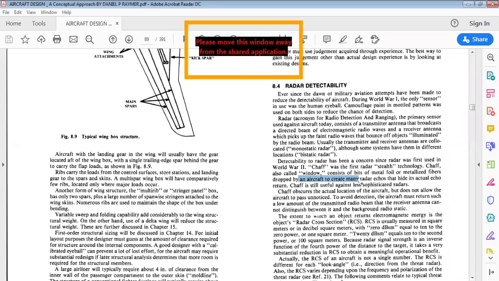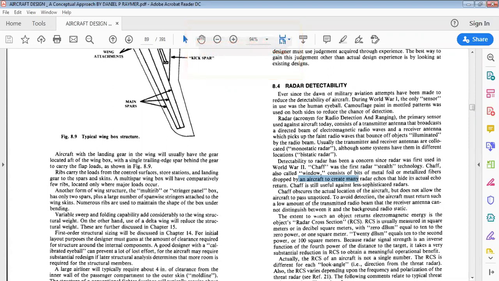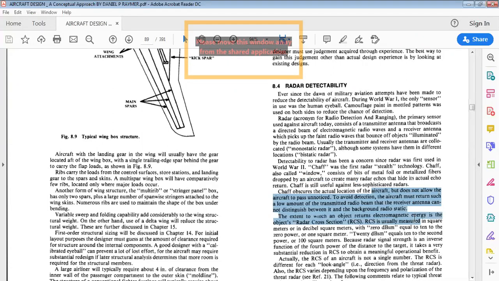In the same way, we have different echoes coming back, and at that time it could not detect exactly. So chaff was the first radar stealth technology, where you could not detect the exact position and location of an object. Chaff is still useful against less sophisticated radars. Chaff obscures the actual location of the aircraft, but it does not allow the aircraft to pass unnoticed. To avoid detection, the aircraft must return such a low amount of the transmitted radio beam that the receiver antenna cannot distinguish it from the background radio static.